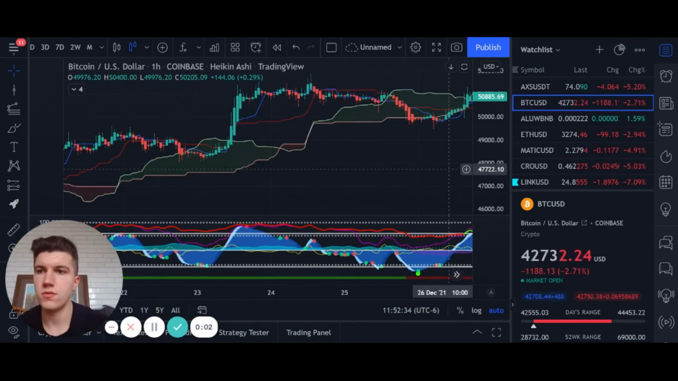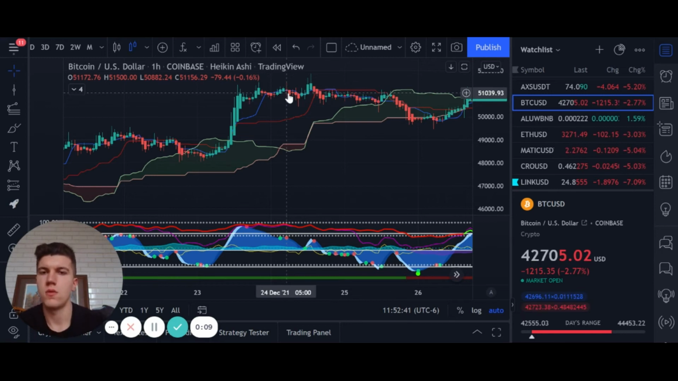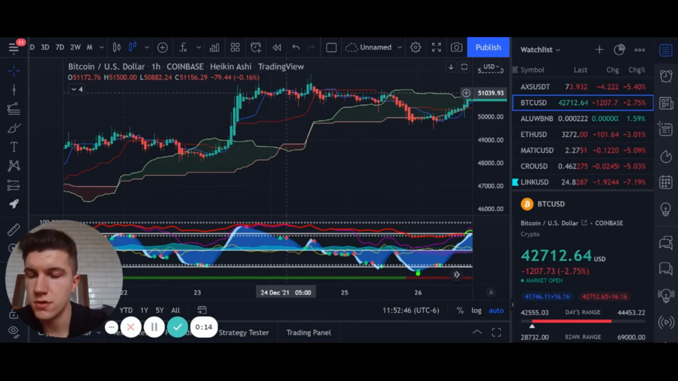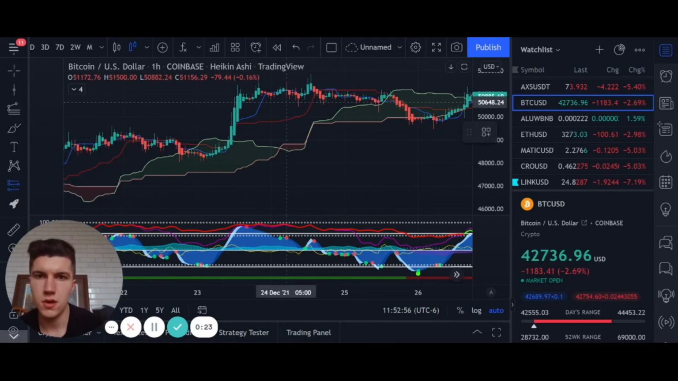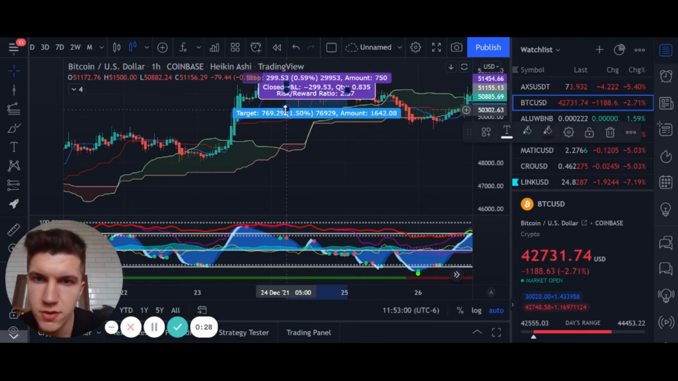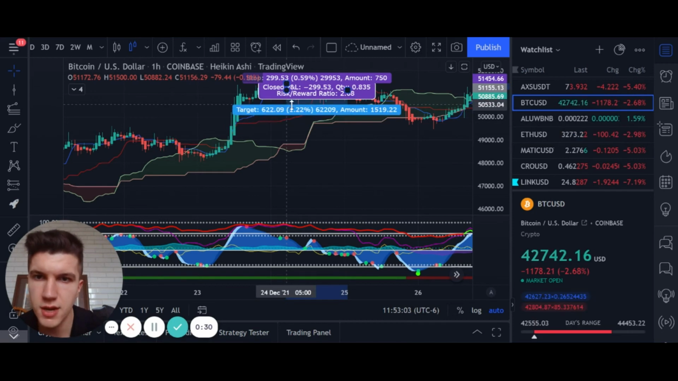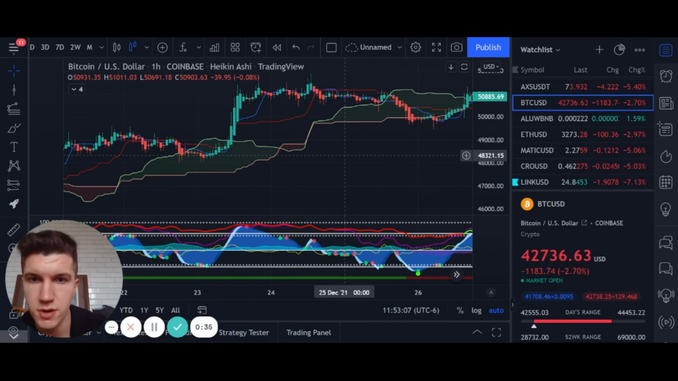Some more examples to look out for, I'll give you some more shorting examples. Right here, we have the blue line above the cloud. You've got price above the cloud, and you also have the blue line right above the red line. And this would have been a good short too. I would have entered that, put my stop loss right above the last wick, and aimed for a 1-to-1 risk to reward ratio, and that would have been a nice winning trade.